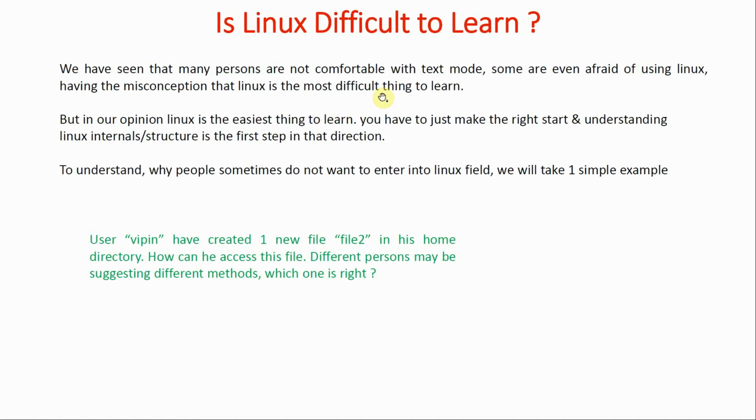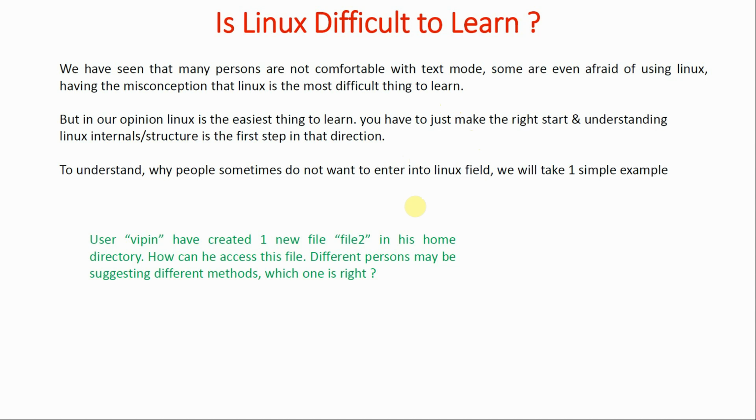We have seen that many persons are not comfortable with it. One reason is text mode, because in Linux text mode is very powerful, but people are used to GUI mode. Some are even afraid of using Linux, having the misconception that Linux is the most difficult thing to learn. But in our opinion, Linux is the easiest thing to learn. You just have to make the right start, and understanding Linux internals and structure is the first step in that direction. Now we will try to find out why people sometimes do not want to enter the Linux field.